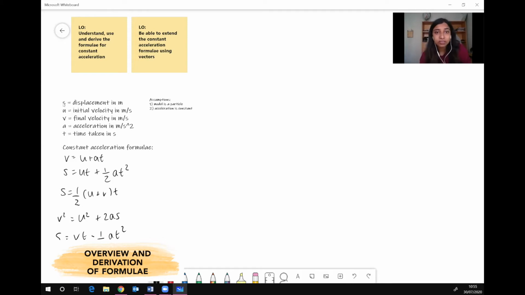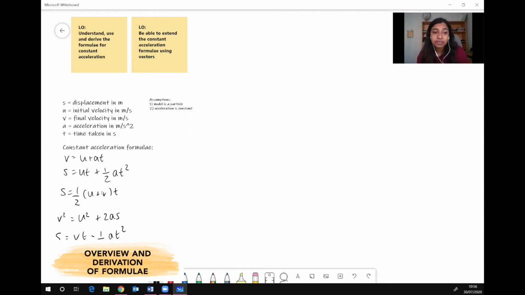So S in SUVAT represents your displacement in meters. Your U represents your initial velocity in meters per second. Your V represents your final velocity in meters per second. And your A represents your acceleration in meters per second squared. And your T represents your time taken in seconds. So that's why we're going to use all these variables to model constant acceleration. So we can either call them SUVAT equations or just your constant acceleration formulae.